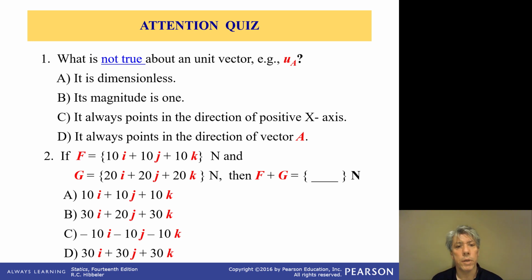Okay, question 2. If a force F is 10I plus 10J plus 10K newtons, and G, another force, is 20I plus 20J plus 20K newtons, then if you add those two together, what would you get? Well, you would simply add the components. So you'd take the 10 on I plus 20 on I, that's 30I, and the math is really easy. In fact, we get 30I, 30J, 30K. The only answer that matches that is option D.